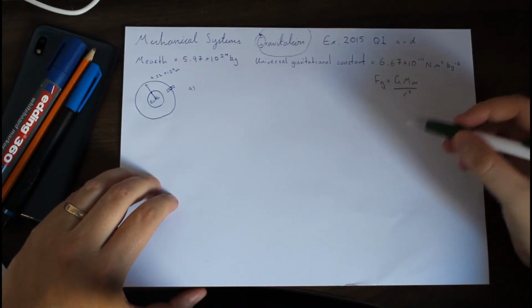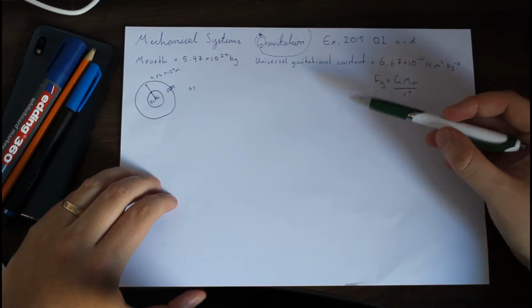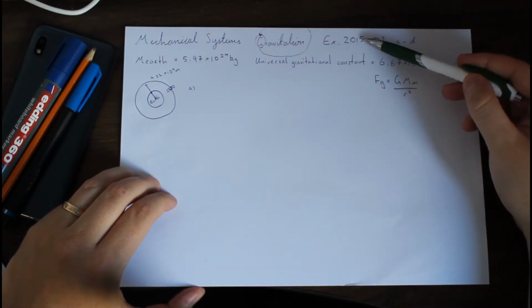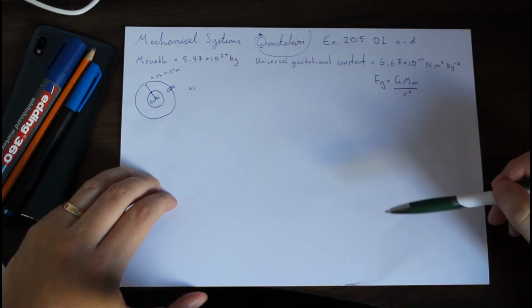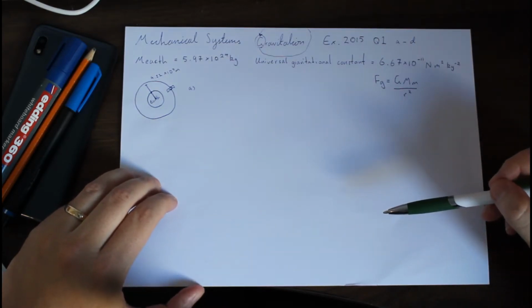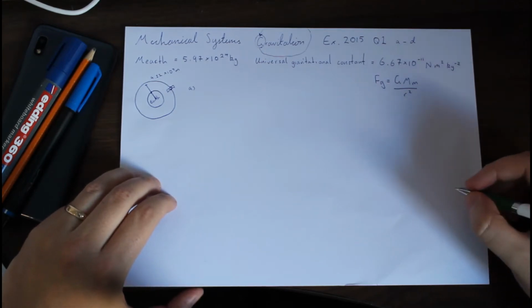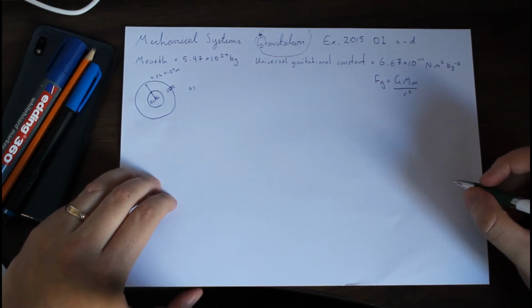Today we're going to be talking about Level 3 Physics Mechanical Systems, Gravitation, specifically through the example of 2015 NCEA question 1 A to D. We do have a few little bits and pieces already on the paper, just so I don't waste too much of your time, or you don't waste too much time watching me write or draw something.